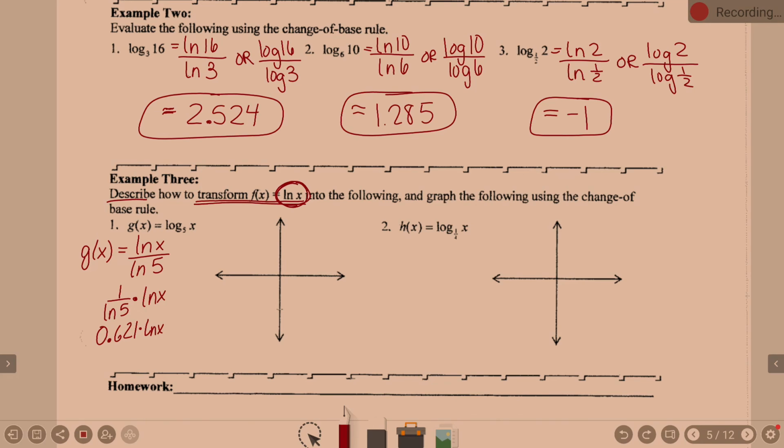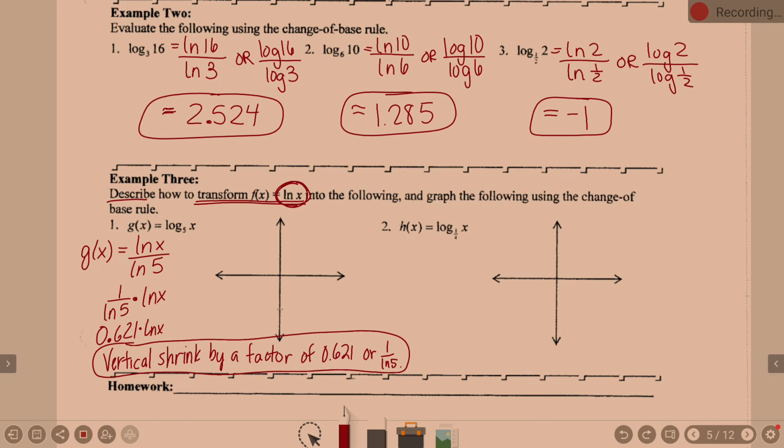So I'm going to write that out. This is a vertical shrink by a factor of, and you can either write it as the 0.621 or the 1 over natural log of 5. But when they asked us to transform it, or describe how to transform, that's what we're looking for.